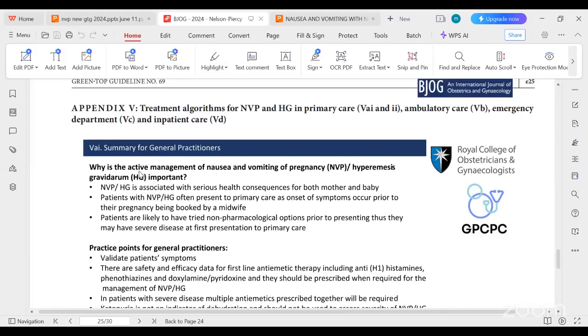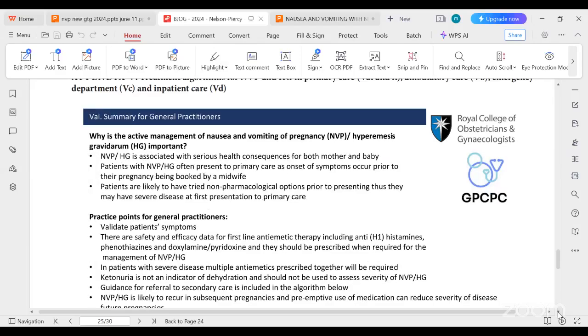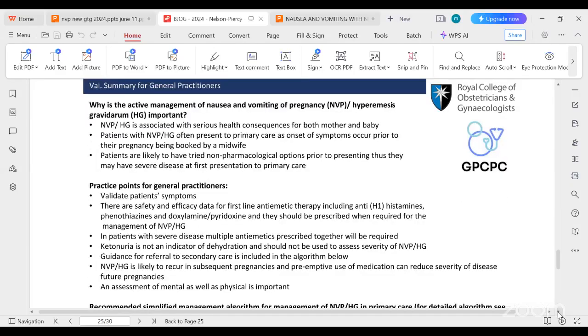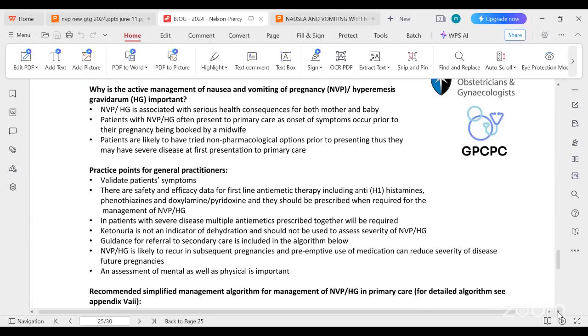For the general practitioners, why is active management of nausea and vomiting in pregnancy important? They should know the importance and how the pharmacological treatment should be started. They should identify the risk factors, the onset of symptoms, the prior history, and what has been done with the midwife so far. We all know that prior to presentation to the GP, they have their midwife, and this midwife is scoring their symptoms in the charts.